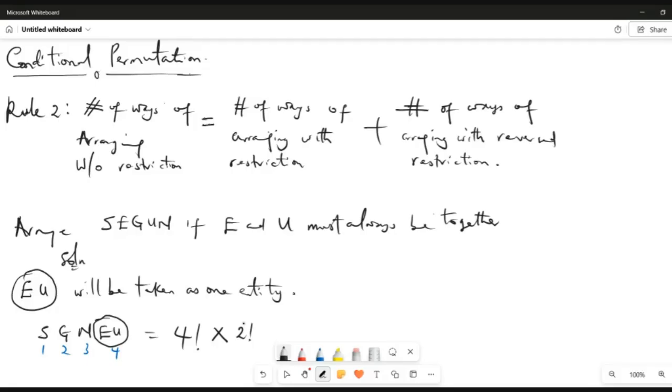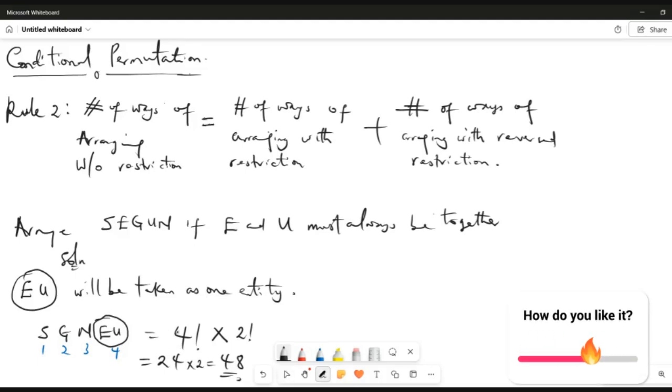If there is anything that is not clear, ask it in the comments section. We'll take time to attend to it. Is that clear now? And we know that 4 factorial is 24 and 2 factorial is 2. So the final answer is 48 ways. So this is a conditional permutation. Do you get?